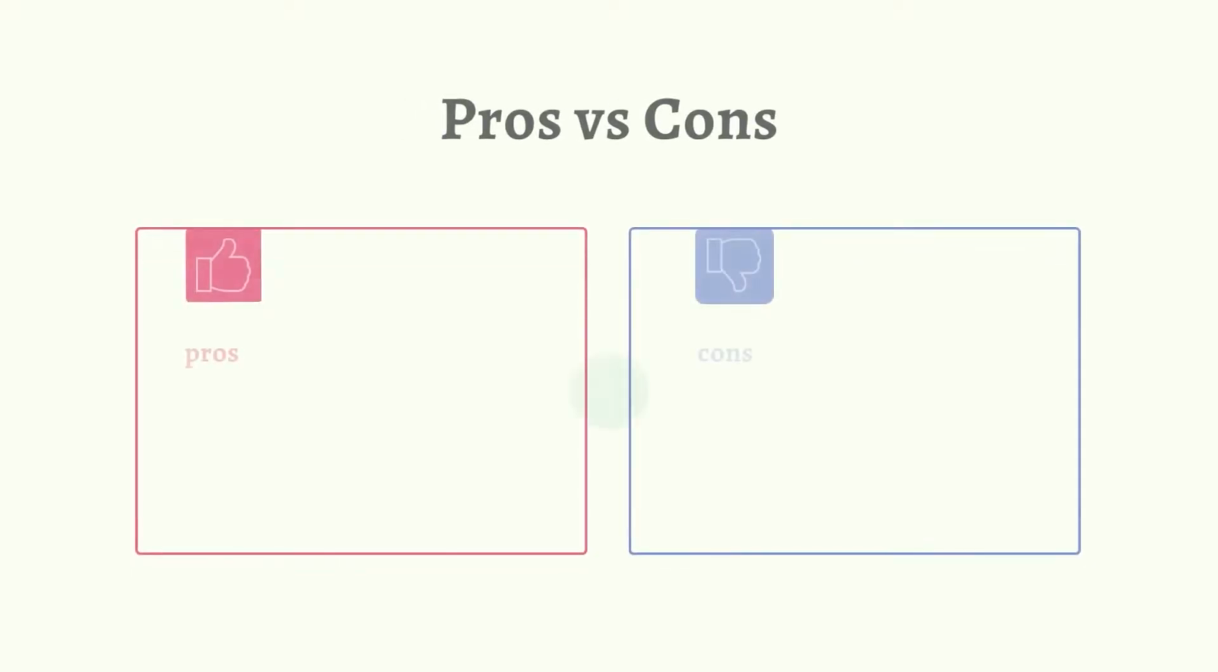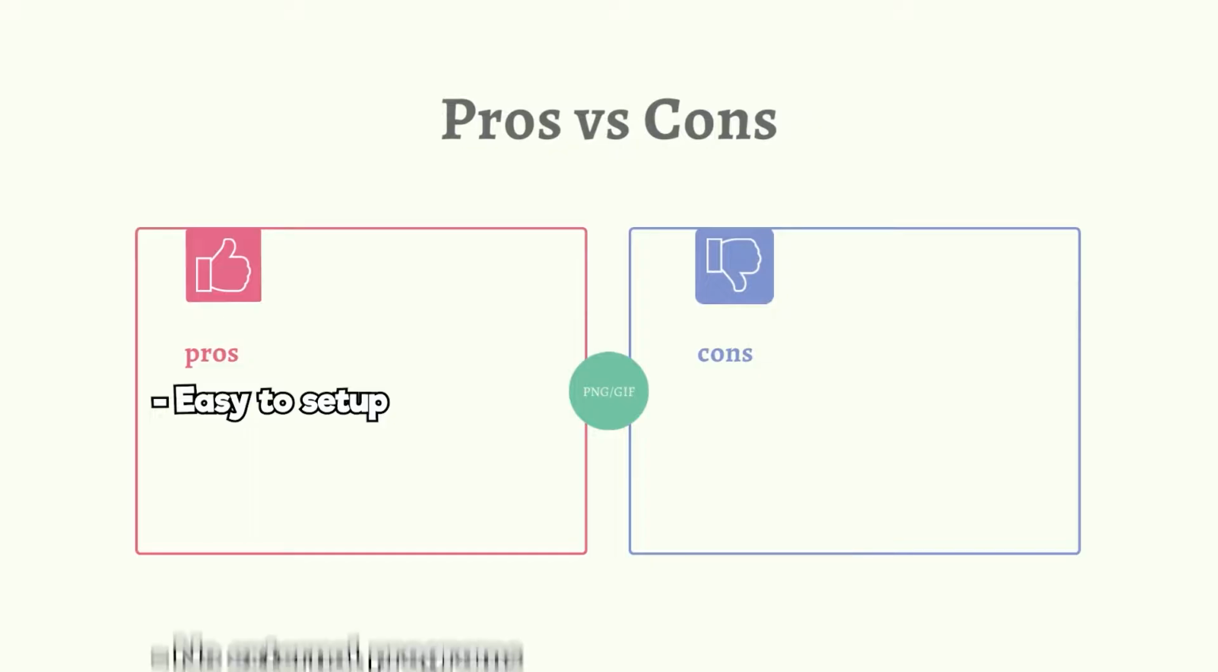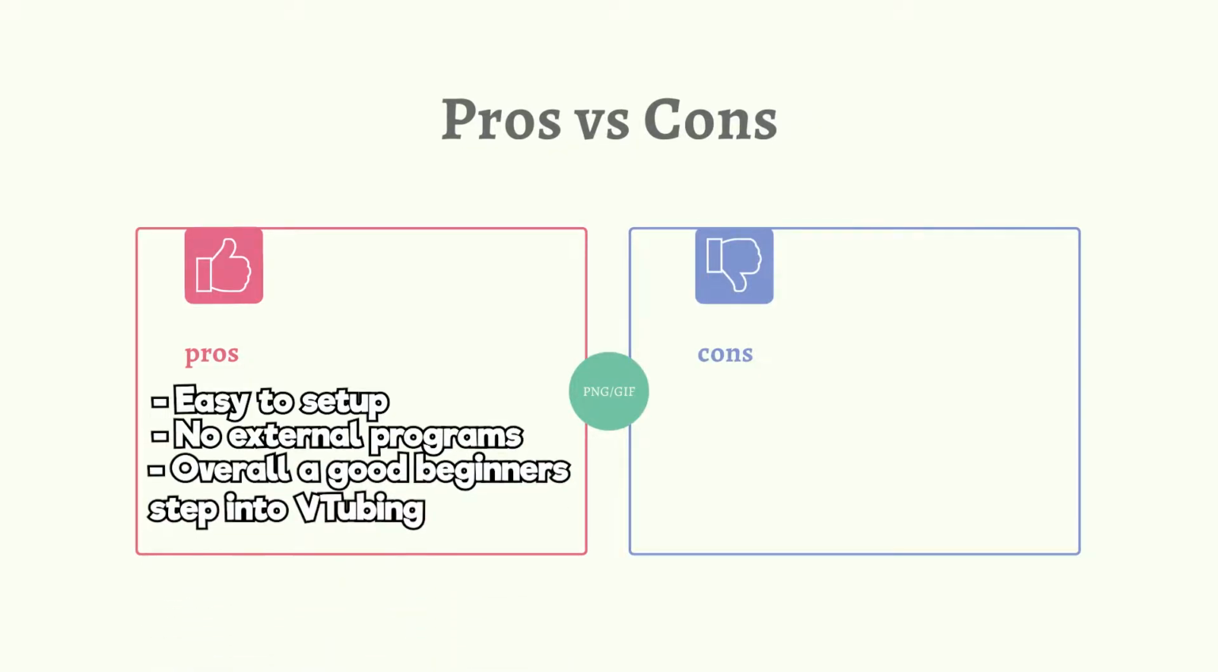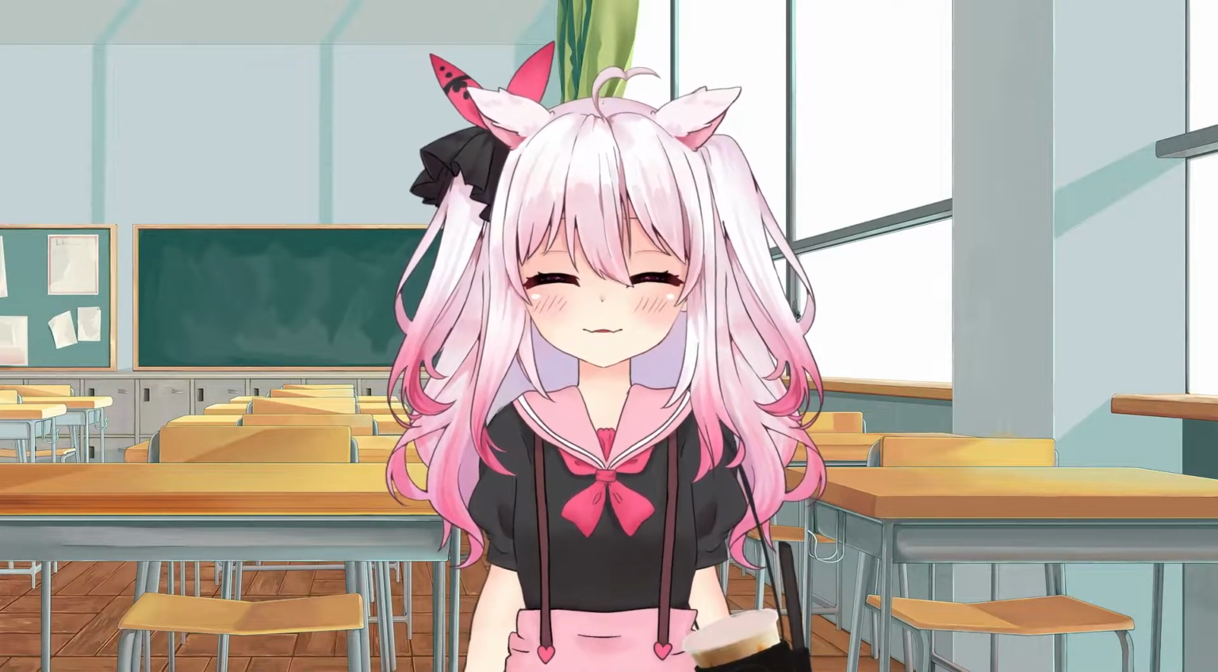Let's go over some pros and cons about PNG tubing real quick. It's incredibly easy to set up. It doesn't require a bunch of external programs or software. You don't have to separate anything except for maybe the eyes and mouth if you want to set up blinking and mouth movements when you're talking, but overall, it's the simplest way to get your foot in the door for VTubing.